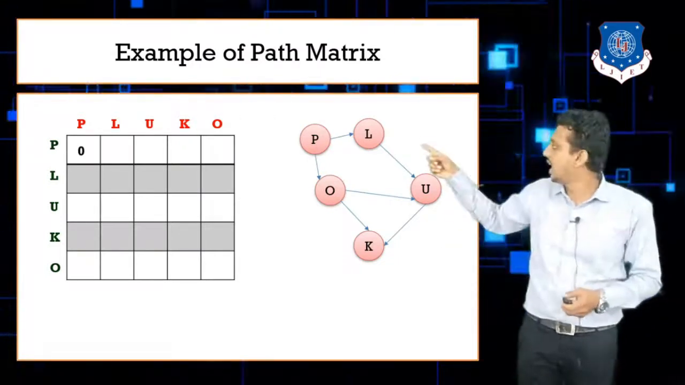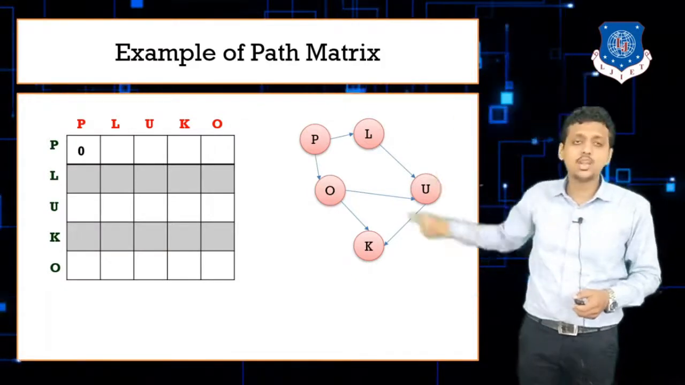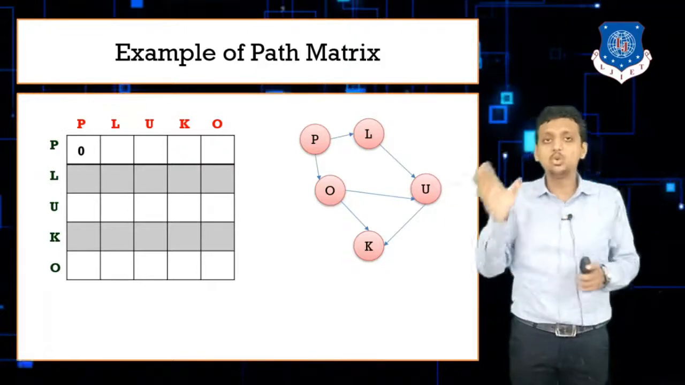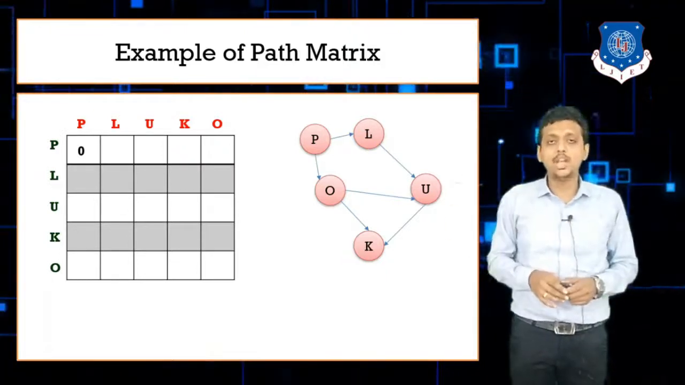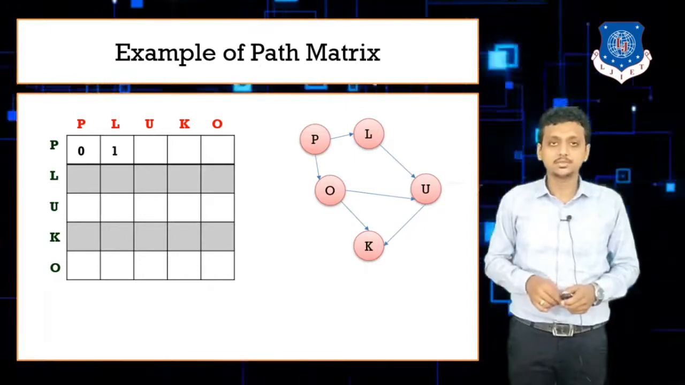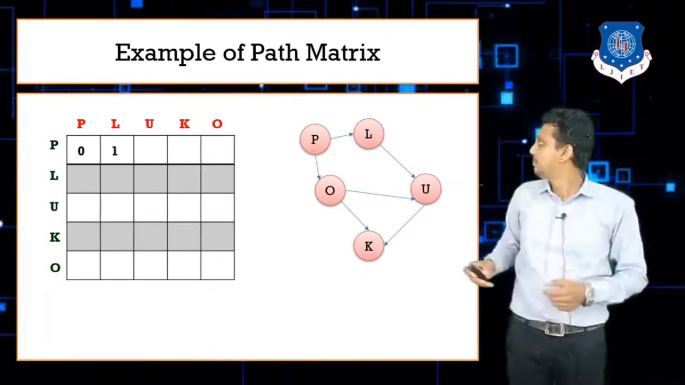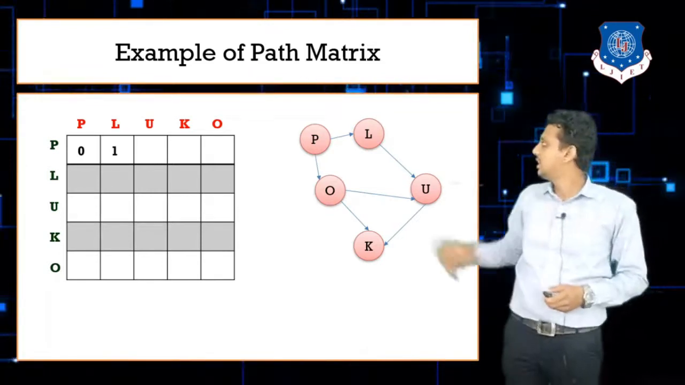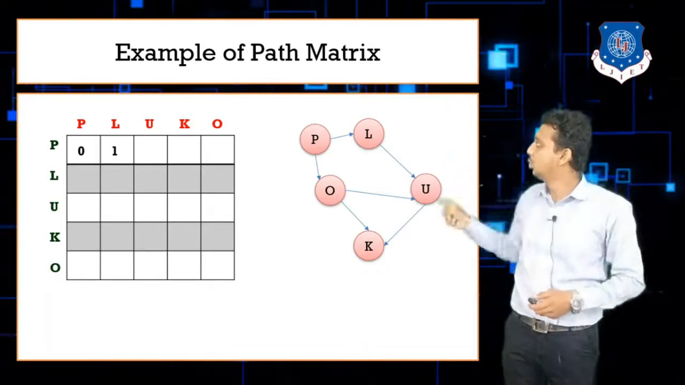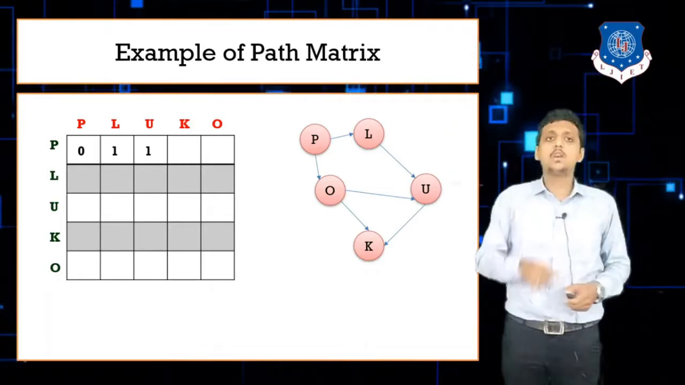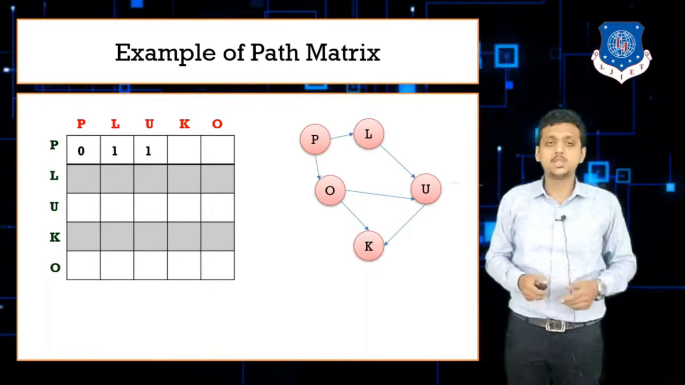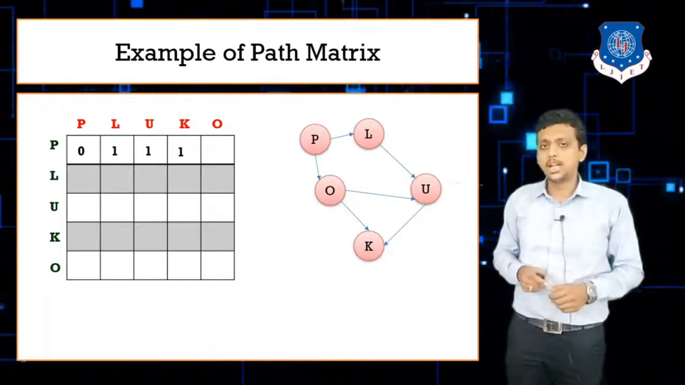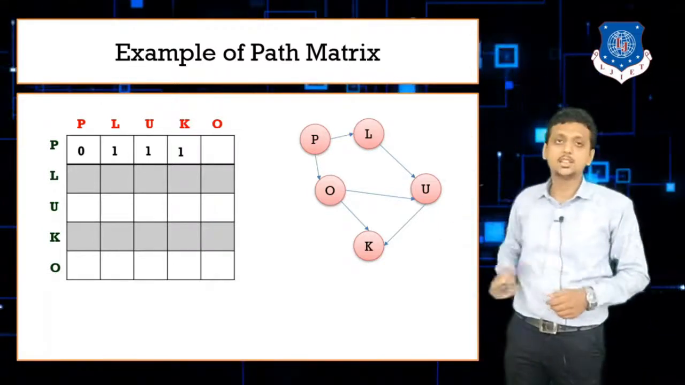Now start with the first row and second column, where we have L. So it is P to L. Is there any path from P to L? Yes, so write 1. Next, P to U. Do you have any path from P to U? Yes, P to L, L to U. So you have a path, then write 1. Next we have K. P to K, yes, 1. P to O, is there any path? Yes, P to O directly. That's why it's 1.